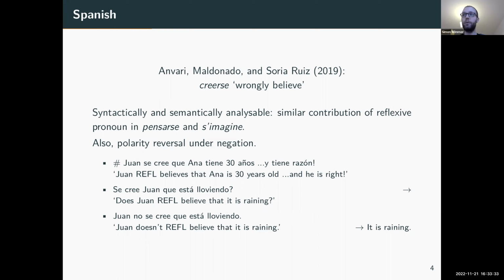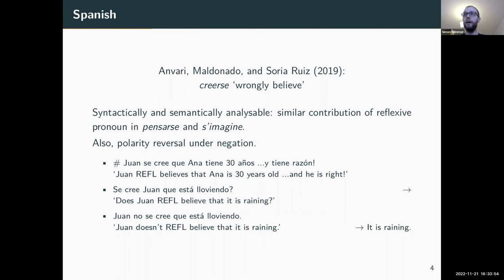And that inference also projects through questions. So does Juan creerse believe that it's raining? The inference projects, we infer that Juan has a false belief. But the inference does not project in the predicted way under negation. Indeed, there's a polarity reversal there, which Anvari and all find very confusing.